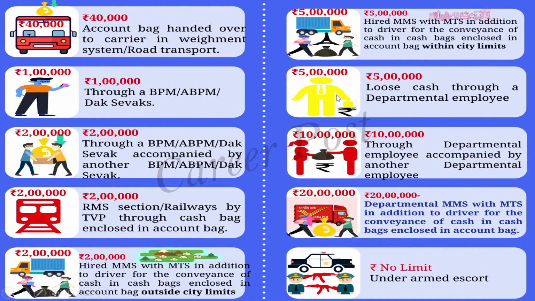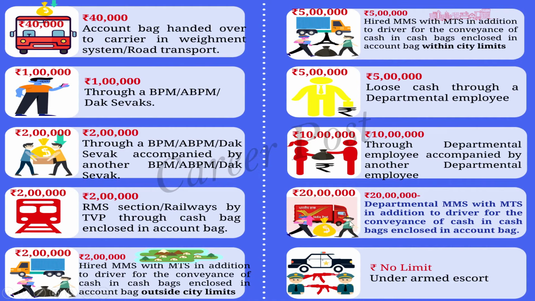The next comes the departmental employee. A single person is standing. Loose cash is given to him. So it is 5 lakhs. And if 2 departmental employees are involved, then naturally, if it is 1, it is 5 lakhs; if it is 2 employees, it is 10 lakhs.